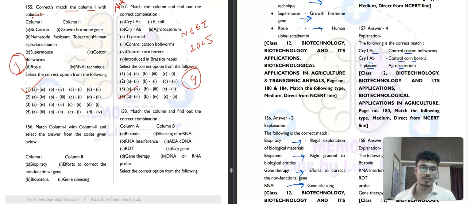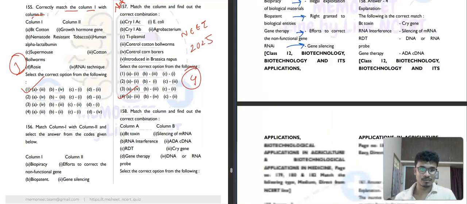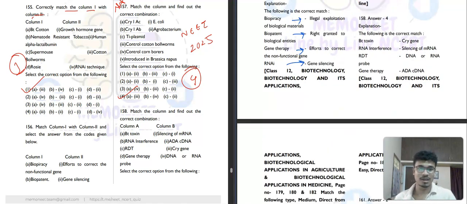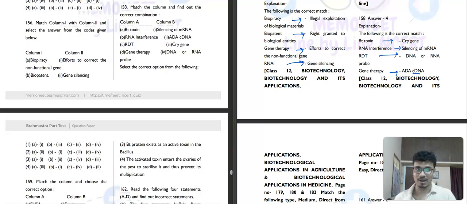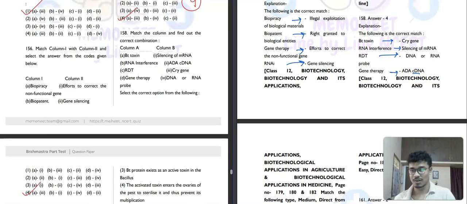Then question number 158. Bt toxin, you know that Bt toxin is the cry gene. RNA interference is silencing of mRNA. RDT, recombinant DNA technology, uses a DNA-RNA probe. Gene therapy, complementary DNA, adenosine deaminase. Gene therapy, you know, was first done in a girl. So, for this question, option number fourth.